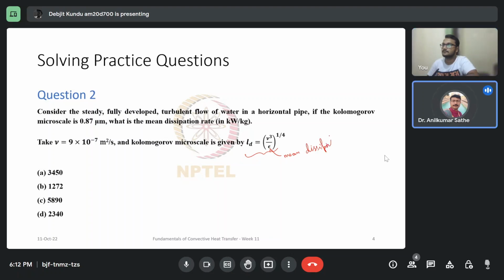L_D is given, nu is also given. We just have to find out epsilon. It's simply a matter of algebra.